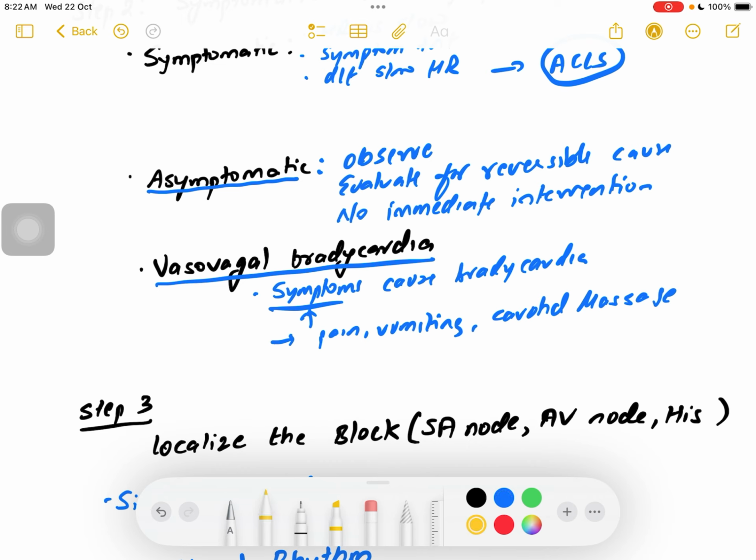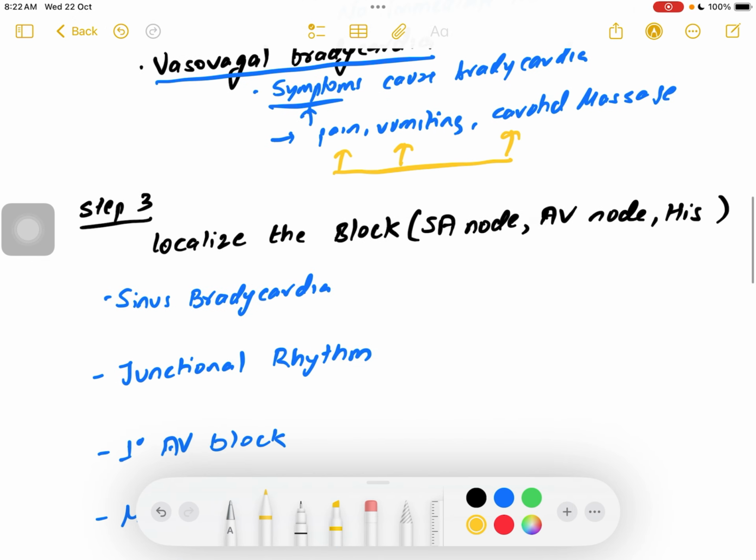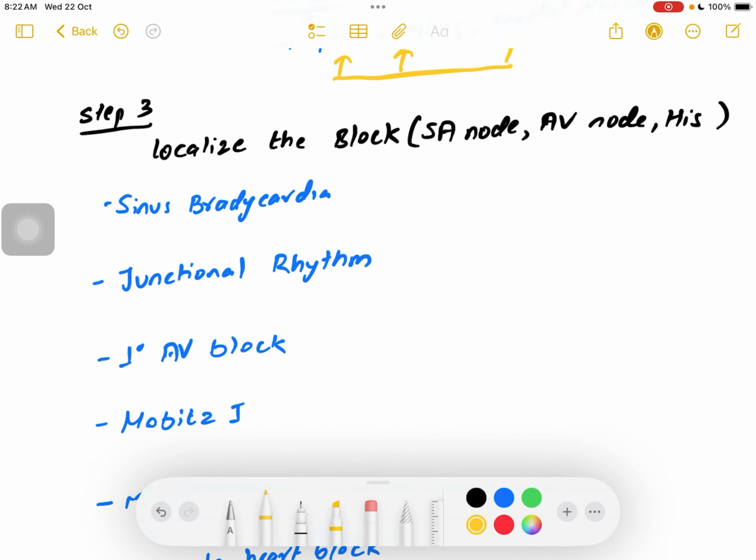What about vasovagal bradycardia? This is a term where symptoms cause bradycardia. What are the symptoms that can trigger bradycardia? They can be pain, vomiting, or carotid massage. In this case, we have to treat the primary condition, asking why this symptom came in the patient.